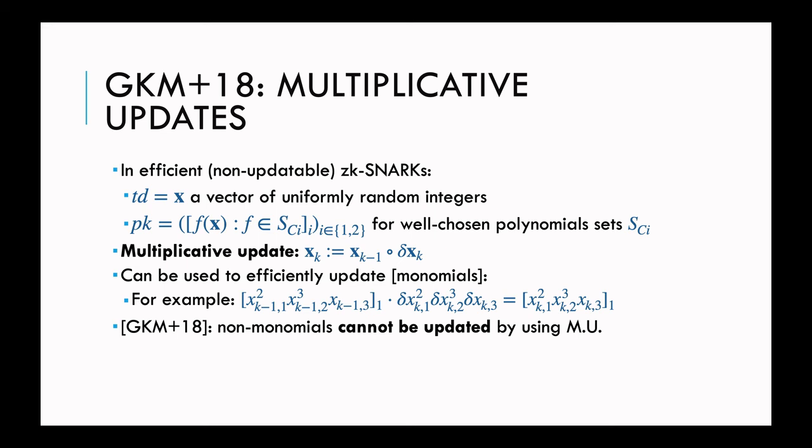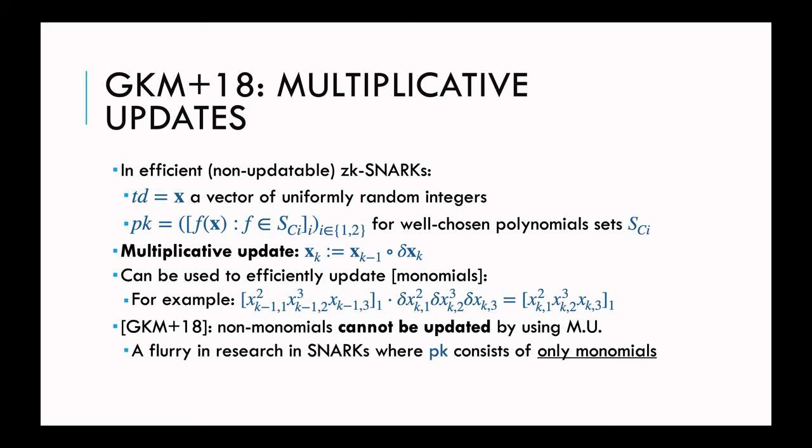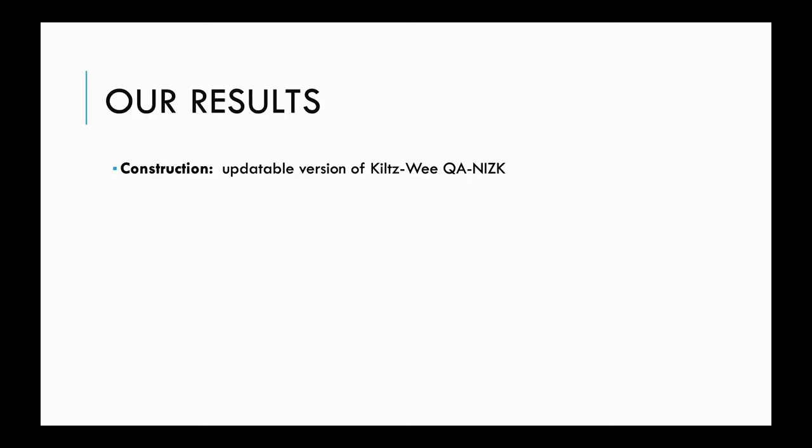The impossibility result of Groth et al. says that non-monomials cannot be updated by using multiplicative updating. This has resulted in a flurry of research in SNARKs where the public key consists of only monomials. So what are our results? I will not have much time left, so I will just very briefly describe what we achieved, and for the rest, please check the paper.